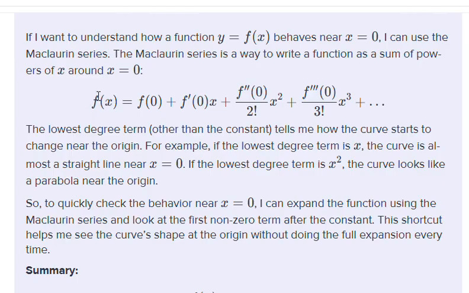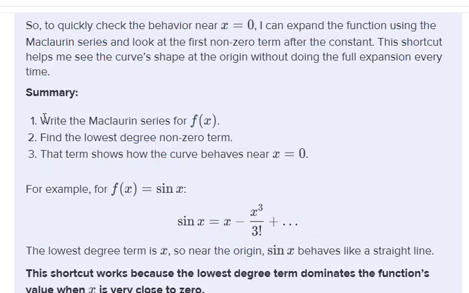Just stating the Maclaurin series does not directly give the value of the function. If x is very close to 0, then x square, x cube become 0. Then the lowest degree term gives the curve behavior at the origin. So we can directly write down the Maclaurin series for f of x and find the lowest degree term, which shows how the curve behaves.